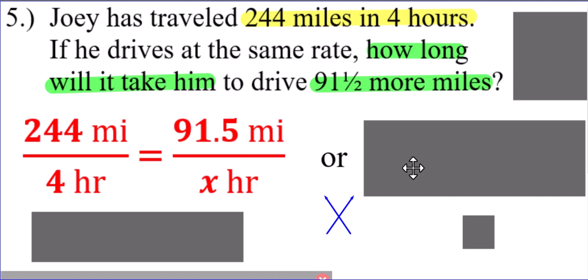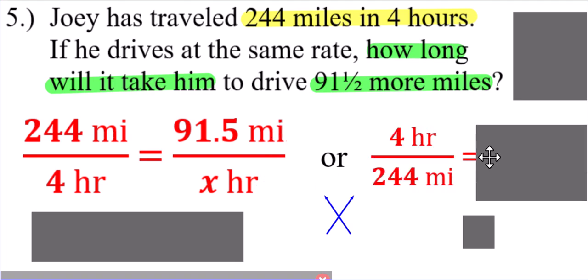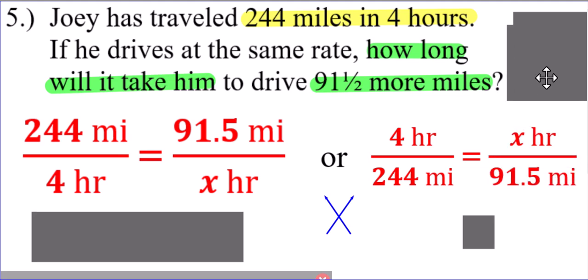Now, if you wanted to be creative and do hours over miles, even though that's not the way that would work well for a unit rate, we're not really doing unit rate here on this packet of guided notes. So you can actually do this as long as both fractions are set up the same way. If you want to do hours over miles, you can do hours over miles. And here's the cool thing. When you cross multiply, you're going to take 244 times X.